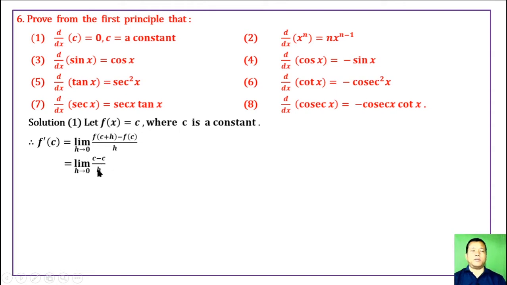c minus c is 0, and 0 divided by a non-zero number is 0, whose limit is automatically 0. From this we have learned that d by dx of c, that is a constant, is 0. That is, derivative of a constant function is 0.